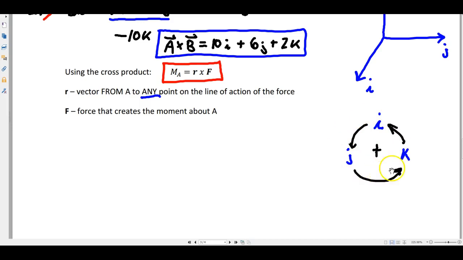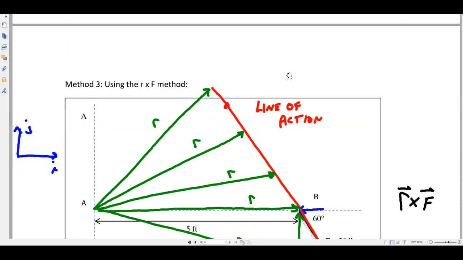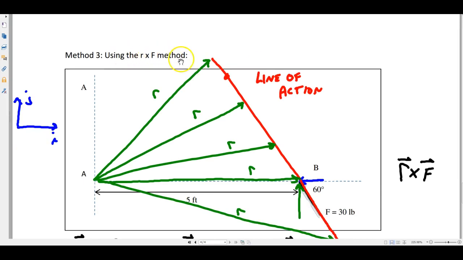There's another way to remember ijk, which way is positive, if you do this circle. Some of you may have seen that. So for instance, i cross j is positive k. If you work your way around it counterclockwise, you'll see that it's positive. But if you go clockwise, k cross j, then you'll see that has to be negative i. Another way of doing it.